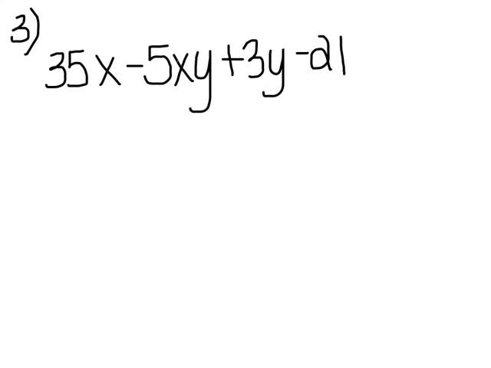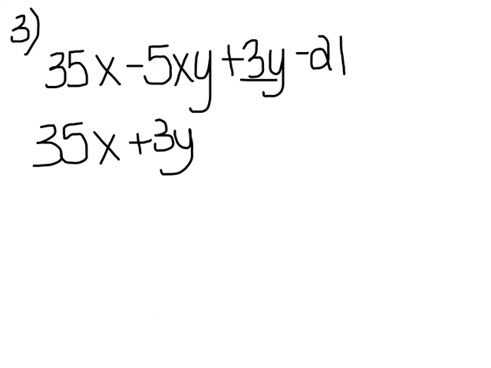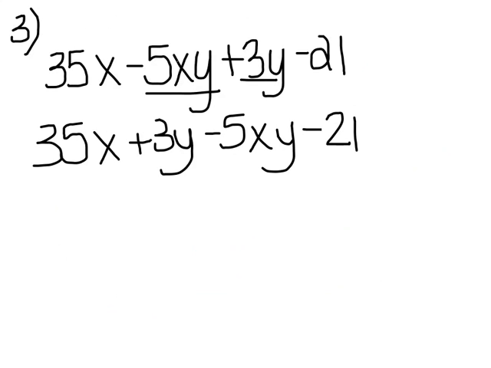In example 3, we'll be factoring using the distributive property. Again, we'll be doing factoring by grouping because we have 4 terms. So remember that when doing factoring by grouping, you can rearrange your terms in any order you want. So for example, I can rearrange this so it's 35x. Then I'll have the positive 3y. Then I'll write the minus 5xy. And then the minus 21. You can choose how you want to rearrange this.